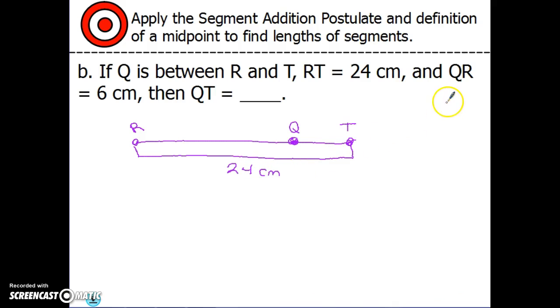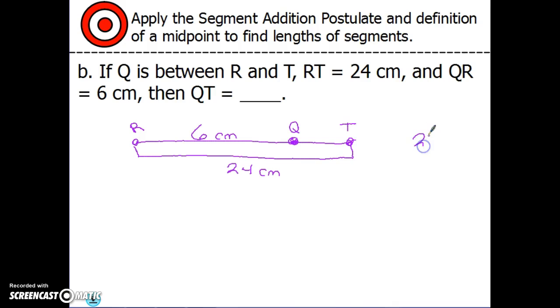There it is. And then QR, so that would just be this part right here, 6 centimeters. Now you can see what's going on. I actually know the length of the whole thing. I know part of it is 6. So what is the other part got to be? Think about it for a second. What would you do to figure out the length of this?